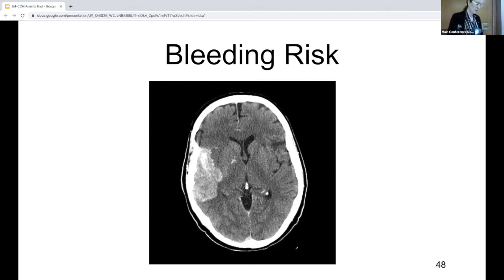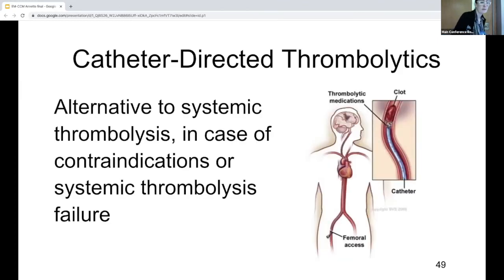Approximately. The following interventions that I'm just going to touch on very quickly are not happening in the ED. Catheter-directed thrombolysis is an alternative to systemic thrombolysis, used for patients who have contraindications to systemic thrombolysis or where systemic thrombolysis failed. And as said before, our next speaker is going to talk about this.